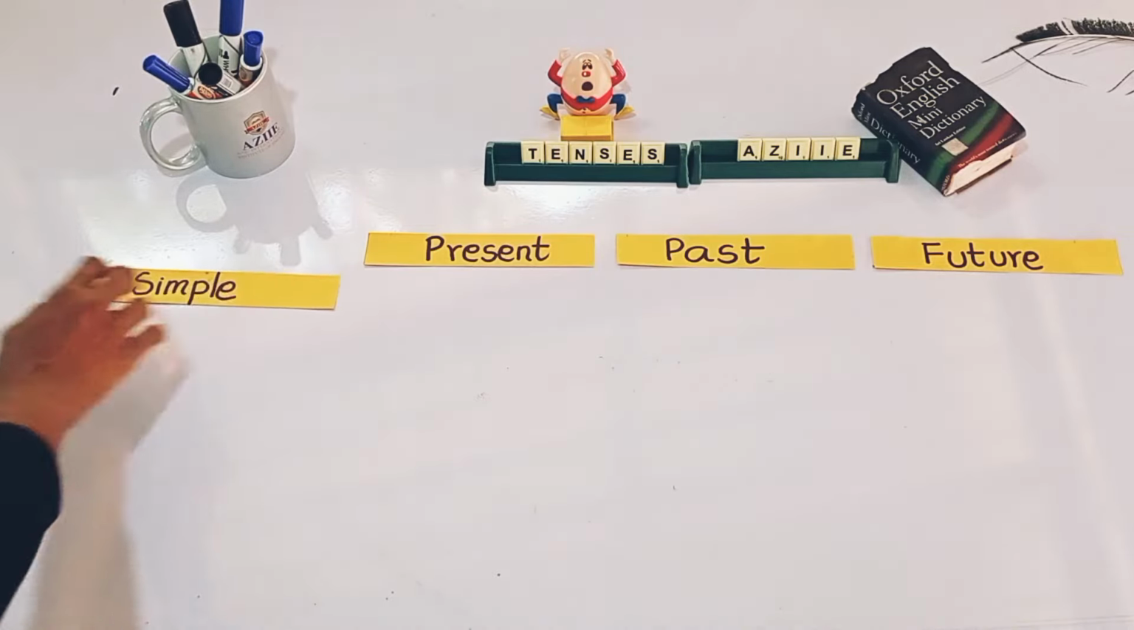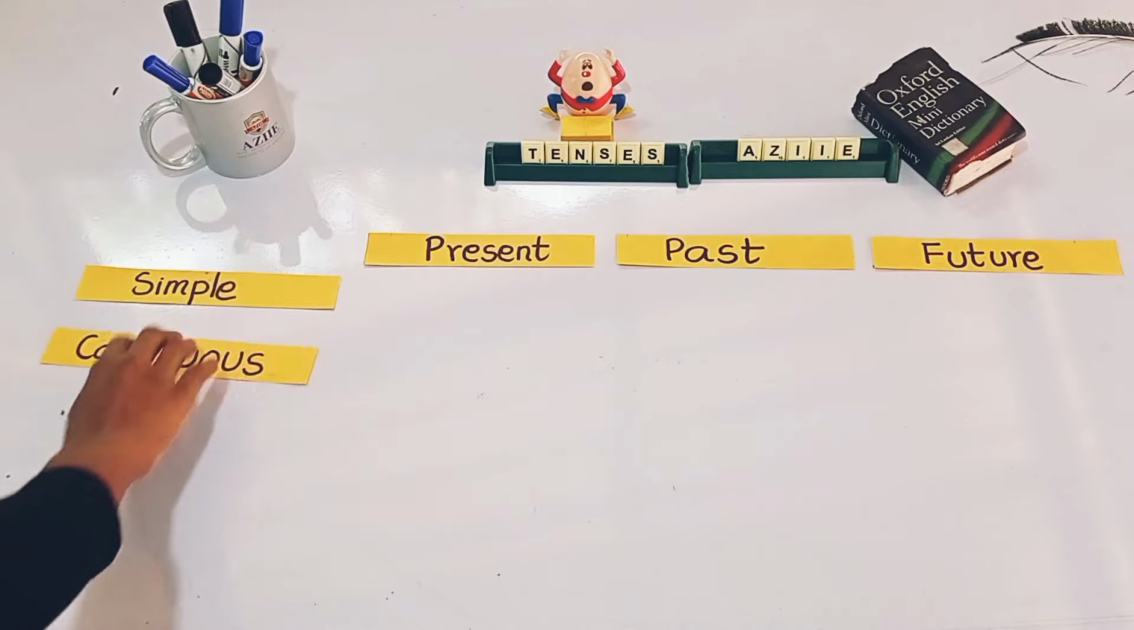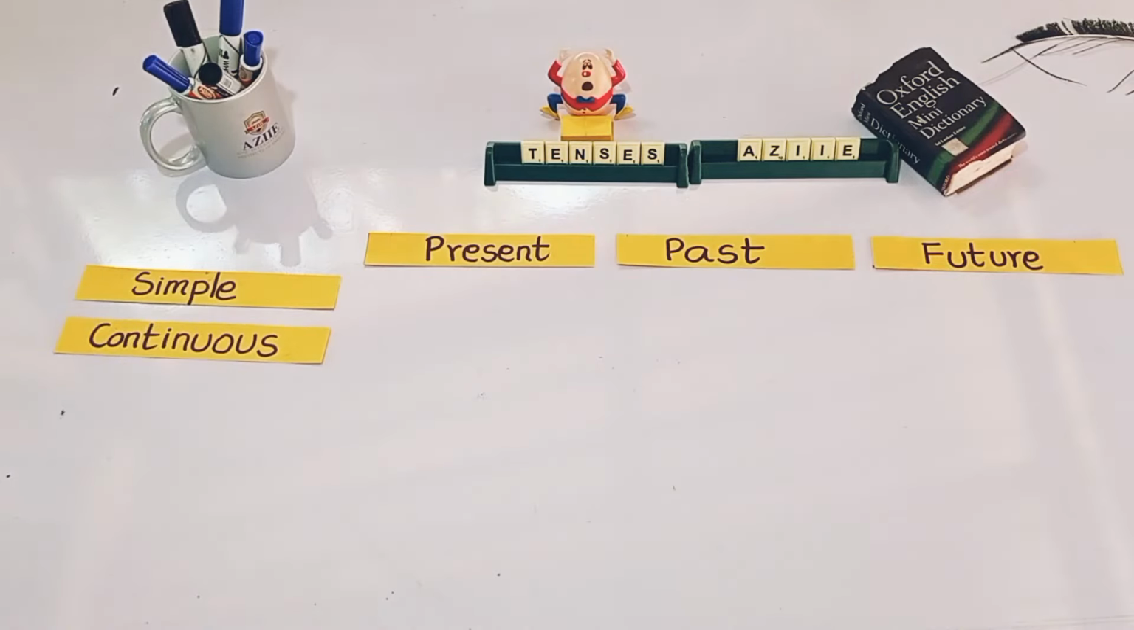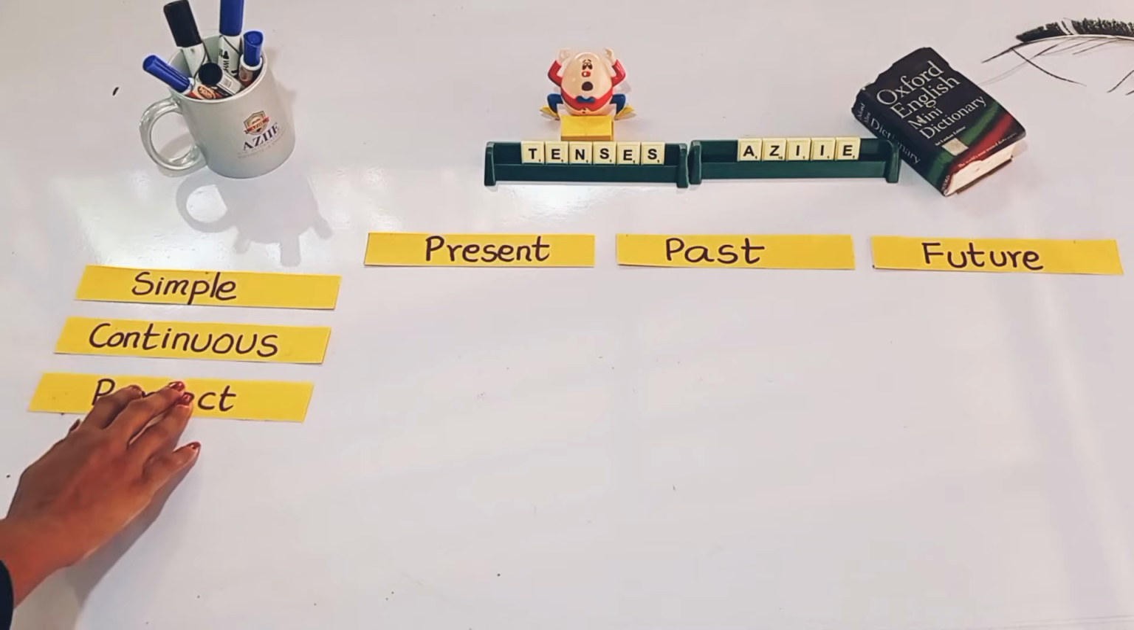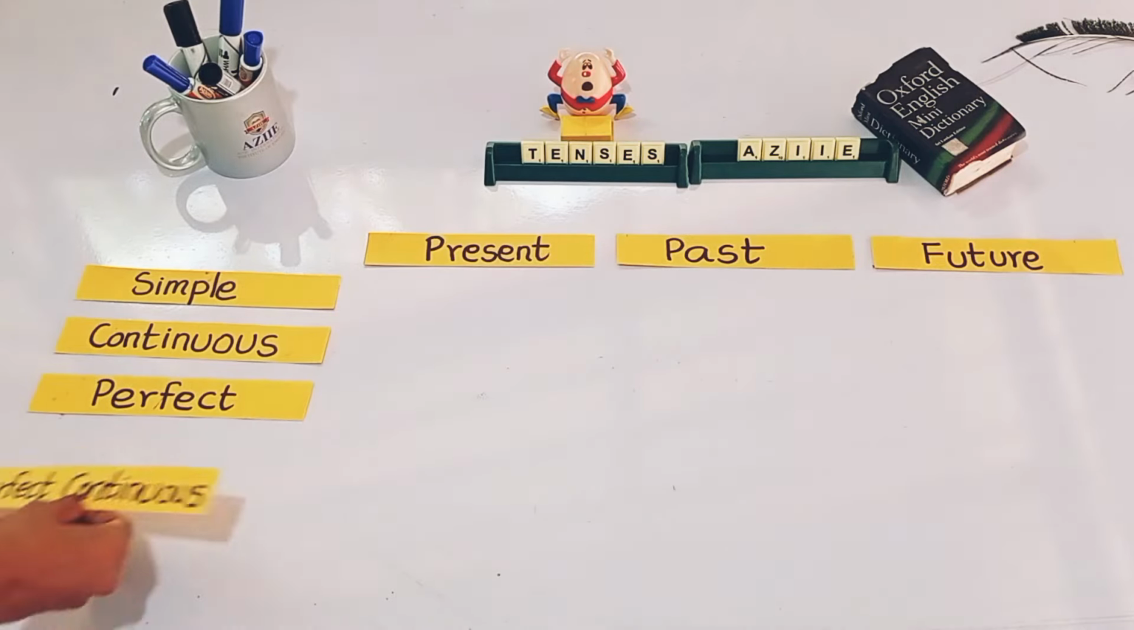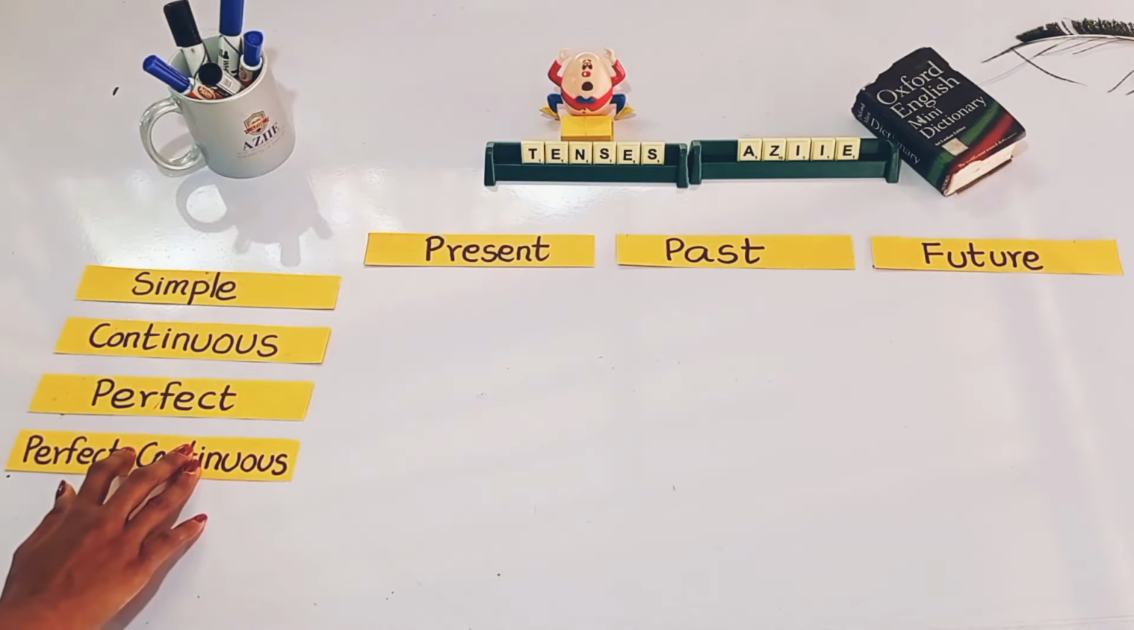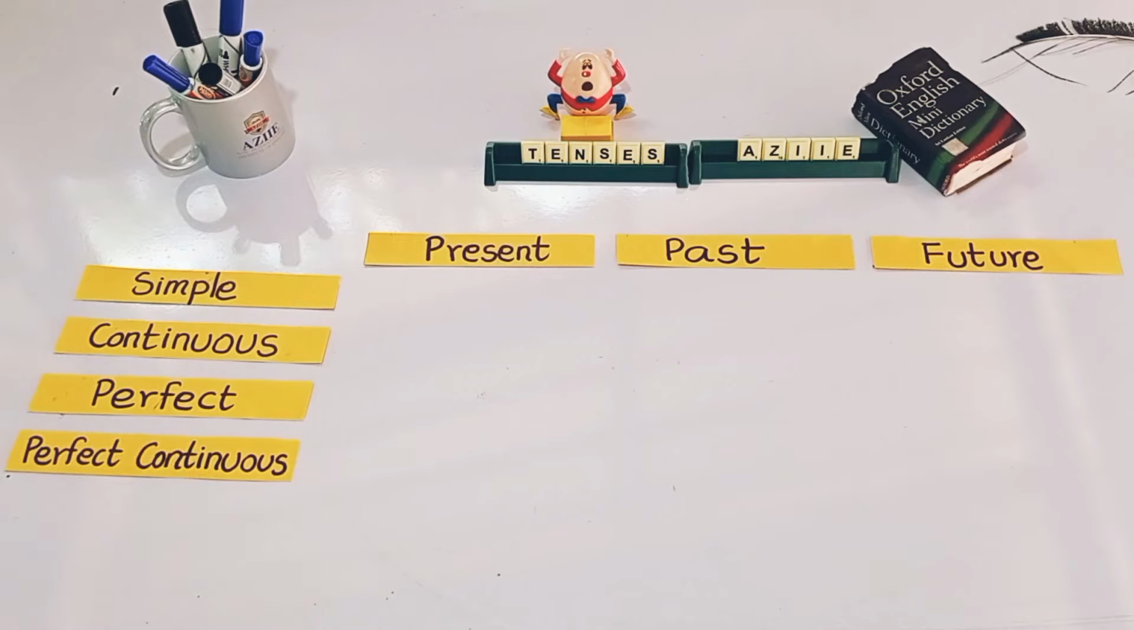First is simple tenses. The second one is continuous tenses. Third one is perfect tenses. Fourth one is perfect continuous tenses.